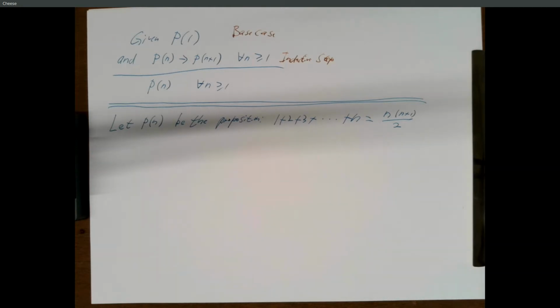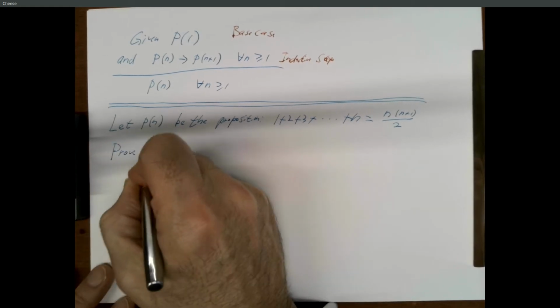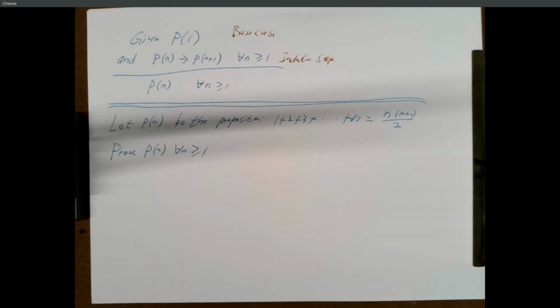So sum of the first 100 integers, this claims, is equal to 100 times 101 divided by 2. And that may or may not be true. But we'd like to prove that this is true for all n bigger than or equal to 1. So prove P of n for all n bigger than or equal to 1.